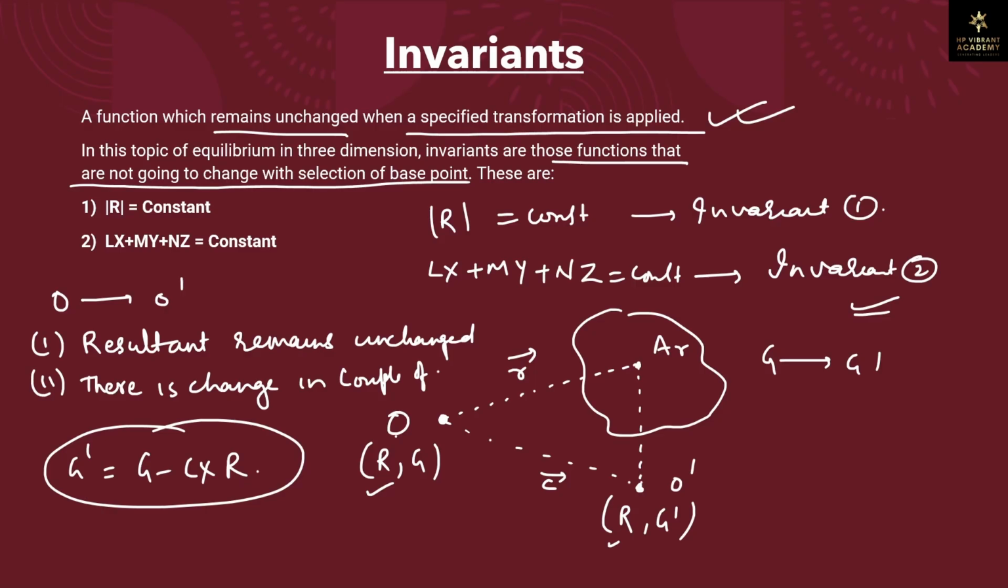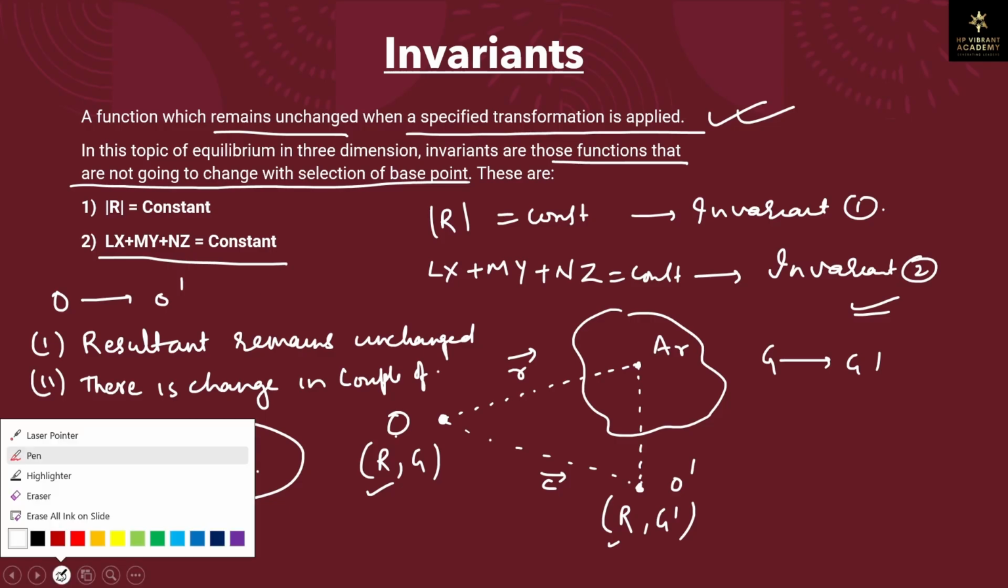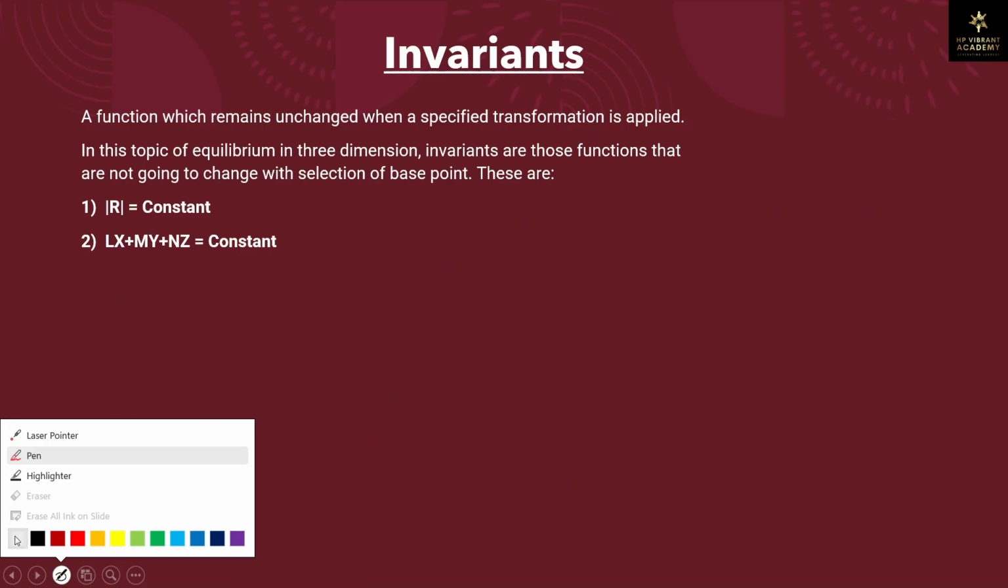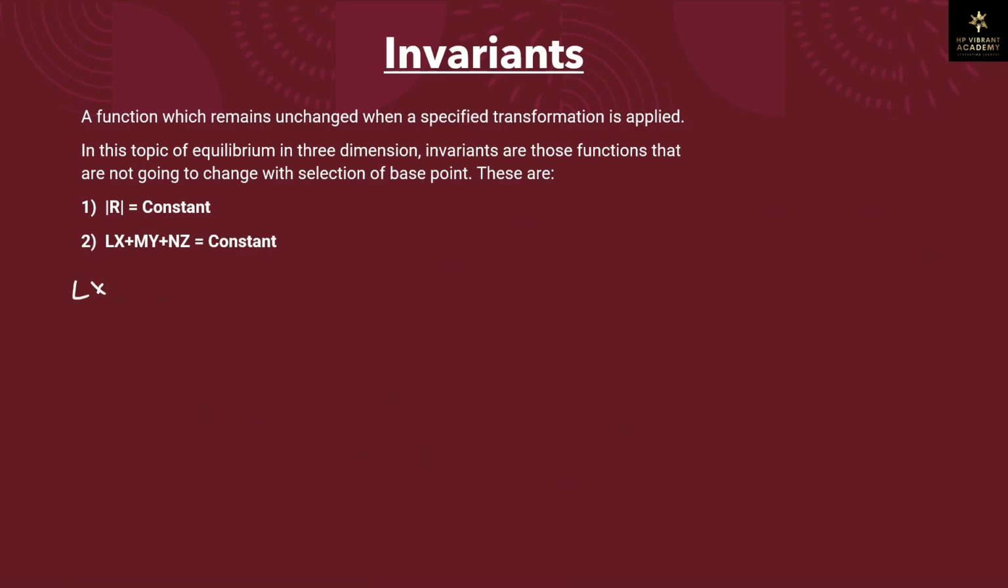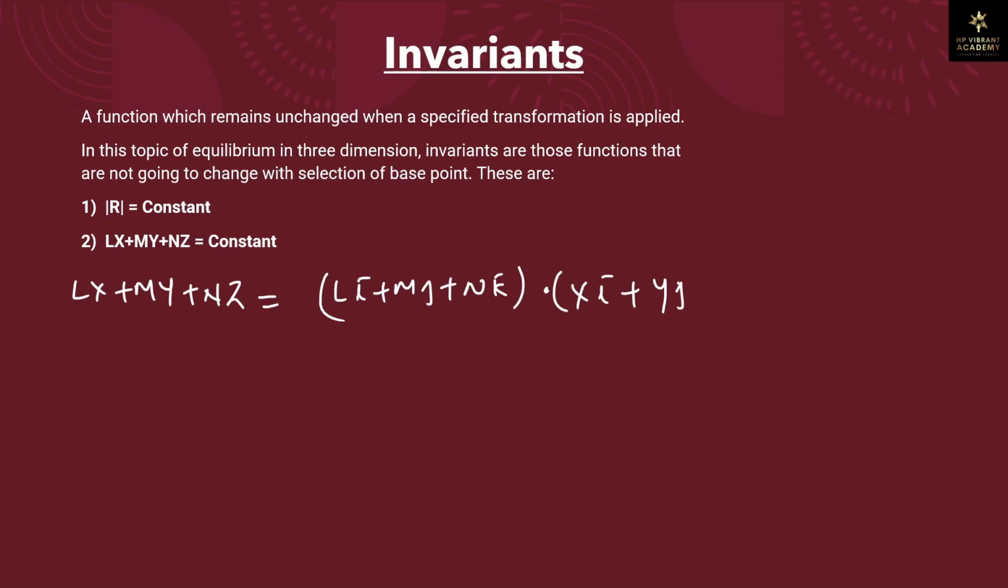So we have two invariants: the magnitude of the resultant is constant, and Lx plus My plus Nz is constant. Now let us prove this. How can we show that Lx plus My plus Nz is equal to a constant? Let us calculate Lx plus My plus Nz. We can write this as Li cap plus Mj cap plus Nk cap, and take the dot product with xi cap plus yj cap plus zk cap. This is G, the couple of moment, and this is R. So this is equal to G dot R.